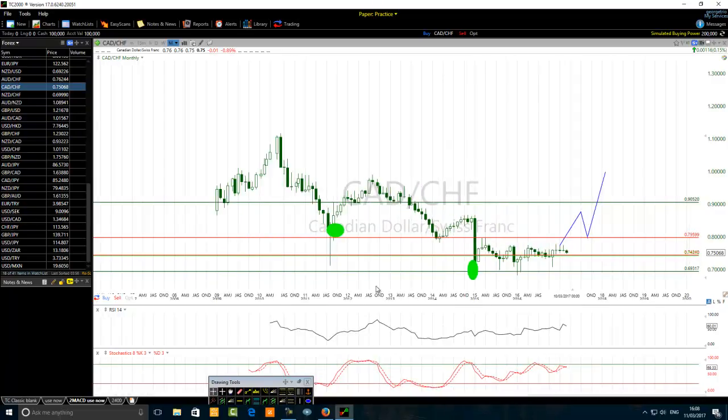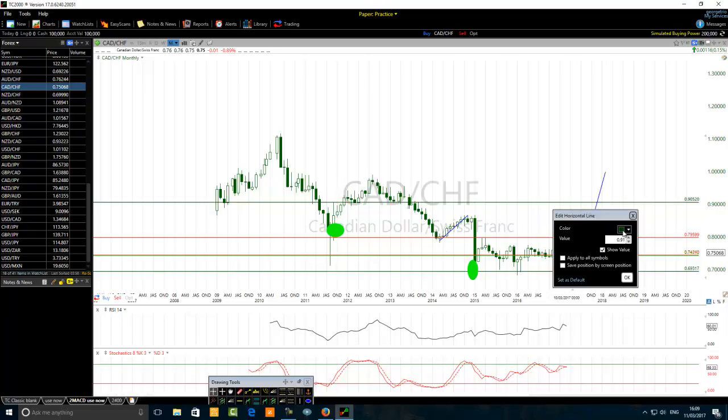Another key level that I want to highlight to forex traders is this level here, 9052. That level is the 138.2% Fibonacci extension level of the price action here. The 138.2% Fibonacci extension level of the price action here. So those are the two key levels that one should not forget.